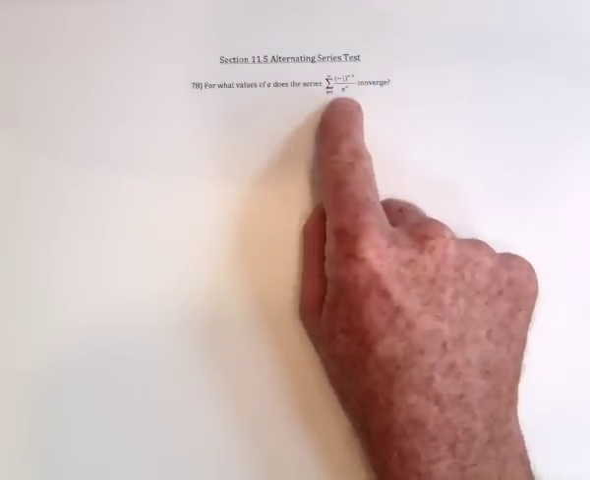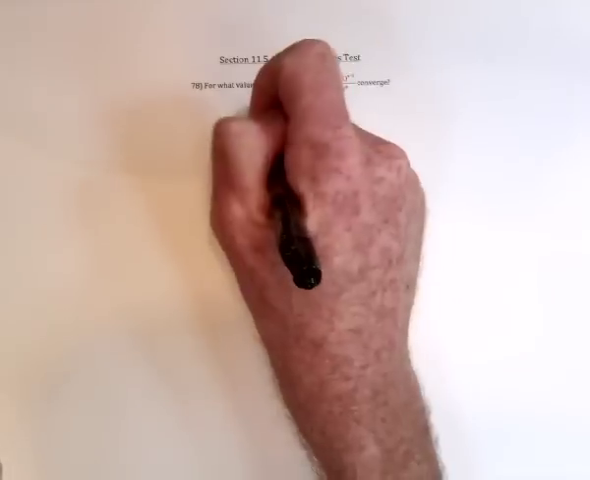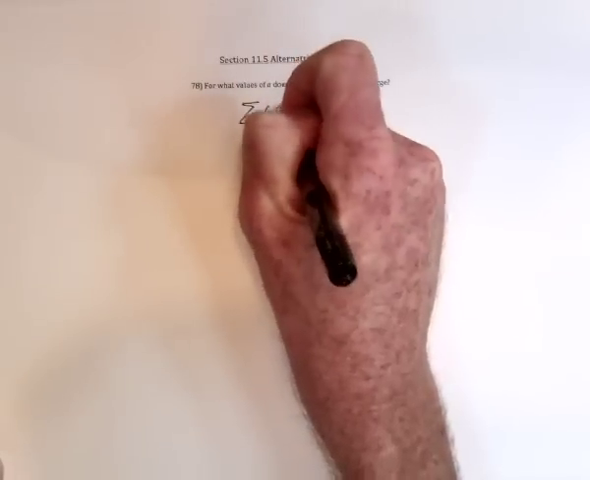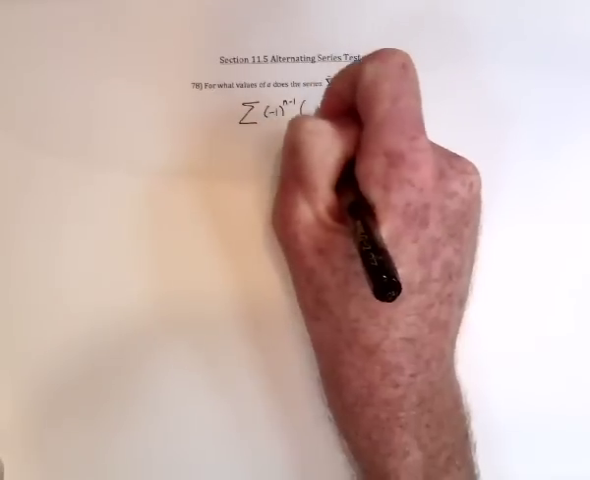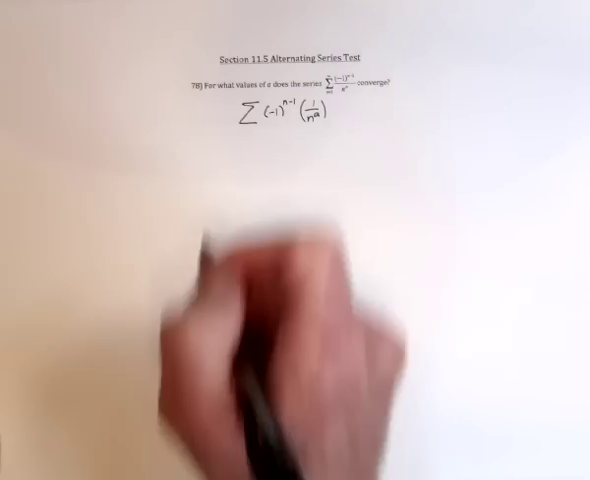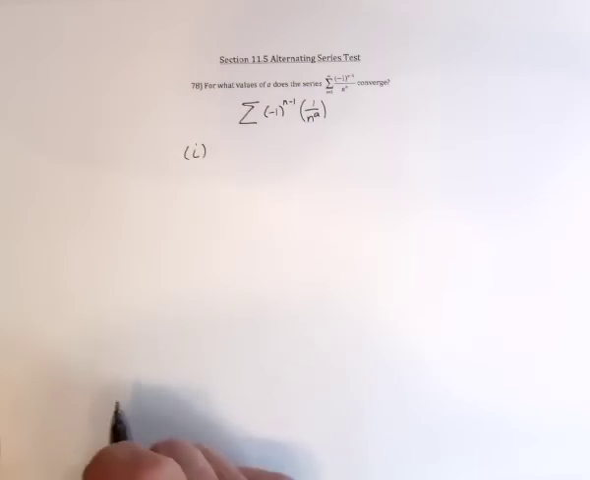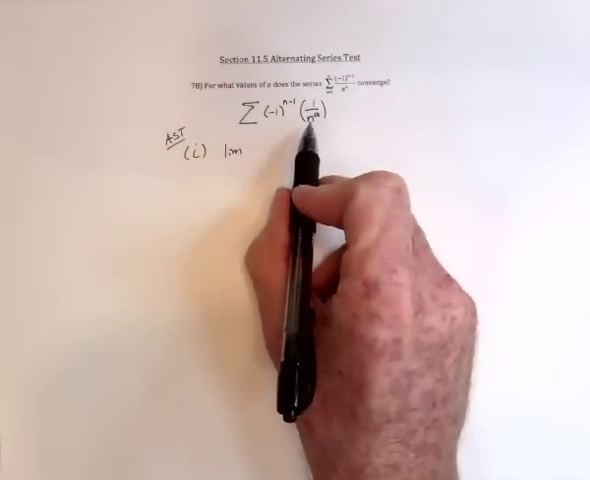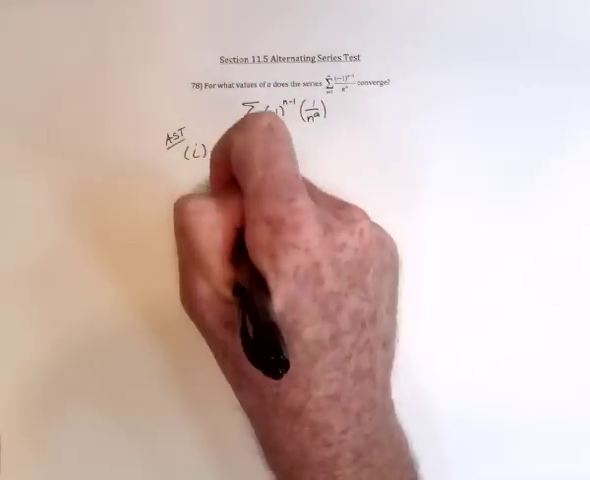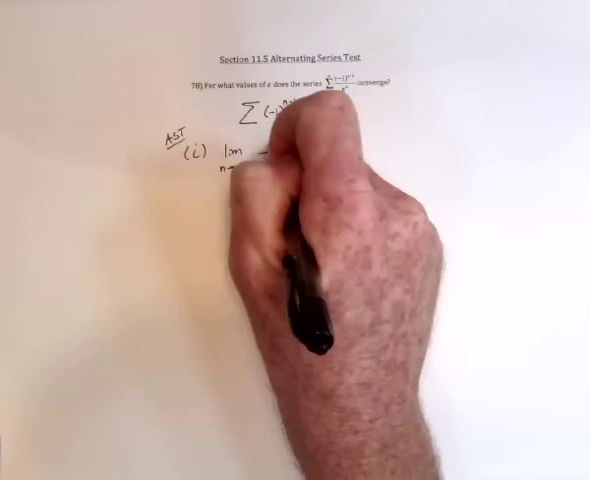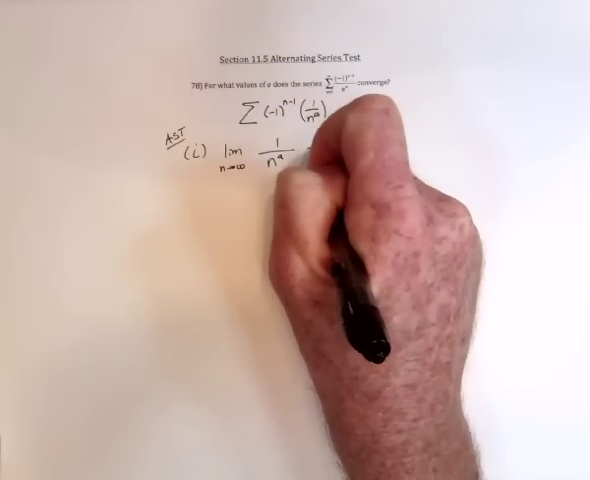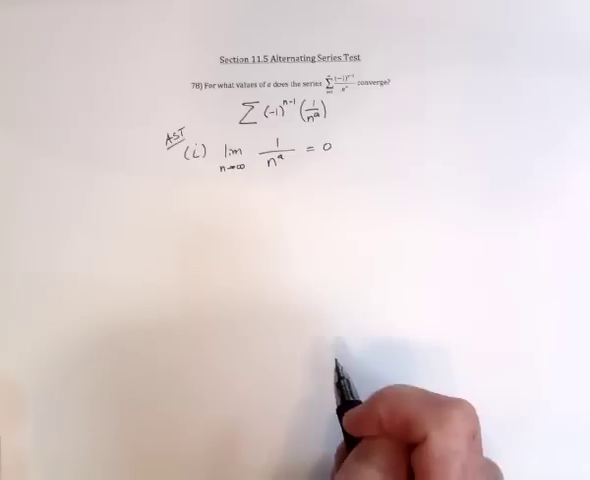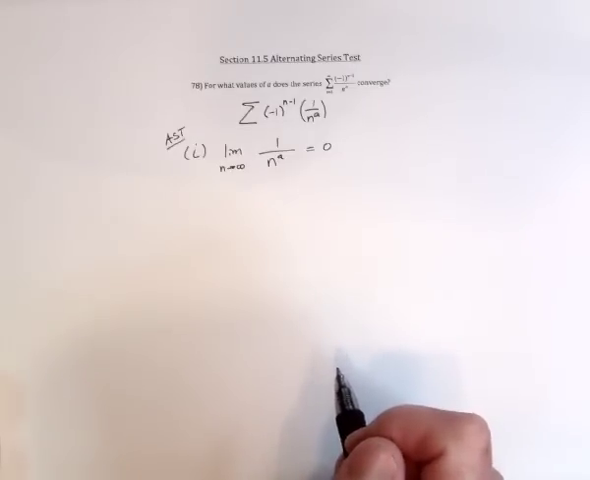The important part is that it's got 1 over n to the a. So this one really has the alternating part, but then it's got 1 over n to the a. And for what values of a will this converge? There are two parts to the alternating series test. One is you have to take the limit of this thing as n goes to infinity, and the answer to that has to be 0. So are there any values of a that would stop that from happening?